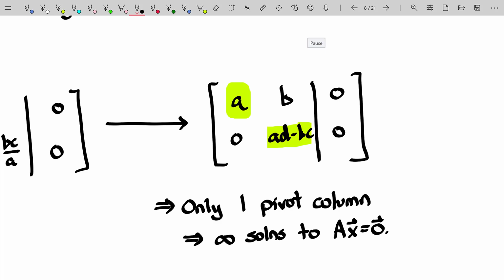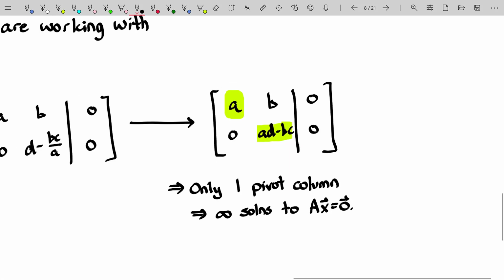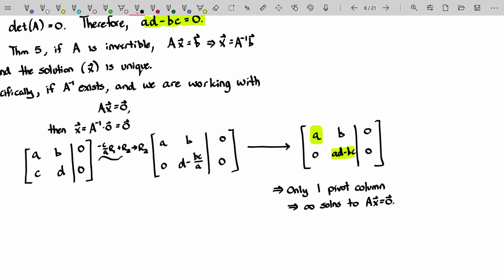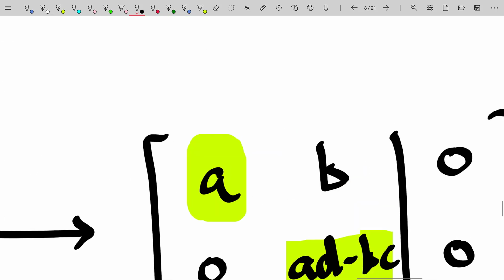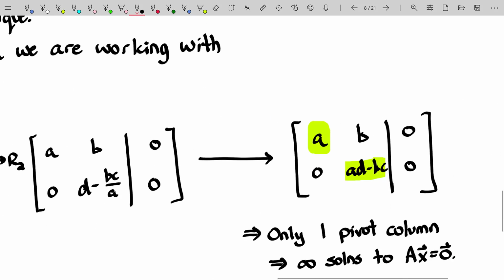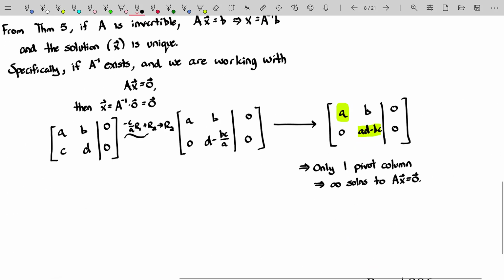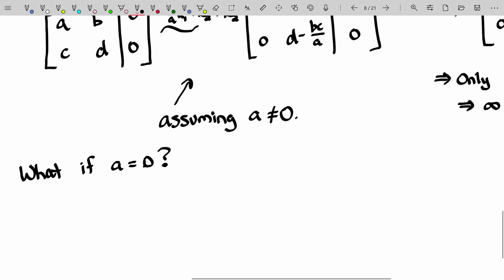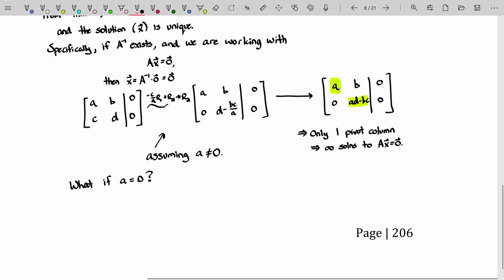If we assume that A is invertible, then AX equals 0 should only have one solution, and that solution should be X is equal to A inverse times 0, or in other words, 0. But here we found that that is just not going to be the case. Therefore, A inverse does not exist. Now, all of that is predicated on one assumption here, and that one assumption is that A is not 0. But what if A is 0? And I wrote that right here. What if A actually is 0?